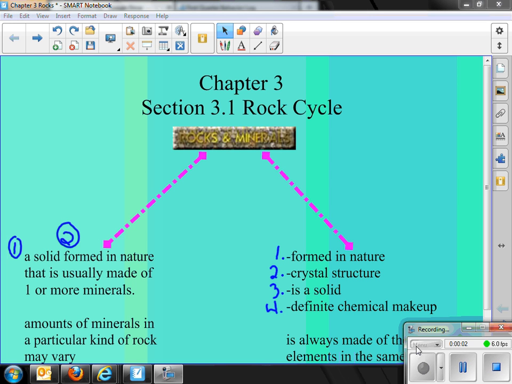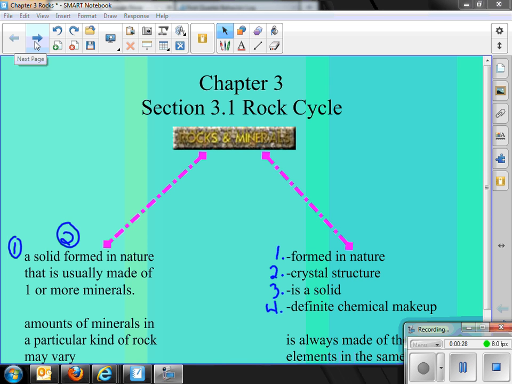All right, chapter 3 deals with the rock cycle. A couple things about rocks and minerals, as you may have read in the chapter. Rocks need to have two things that have to exist. They have to be formed in nature, and they have to have one or more minerals. But for a mineral to be a mineral, it needs to be formed in nature and be solid. But it also needs to have a crystal structure and a definite chemical makeup.